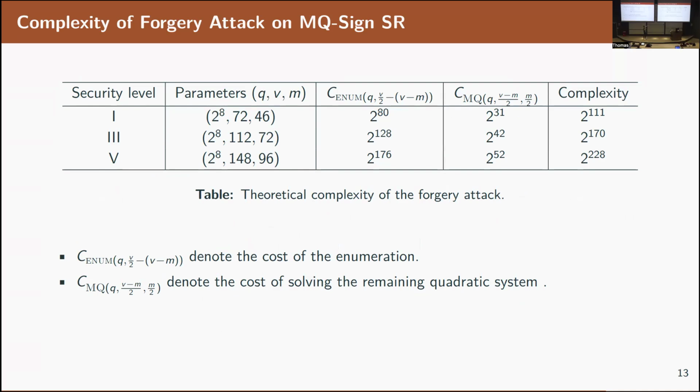Okay, so the enumeration step is really the costly step, where we have to guess the variables until we find correct ones. And the complexity of solving the quadratic system is still quite large, but it's okay. So if we combine the complexity, we see that we are a little bit below the security level that was targeted.